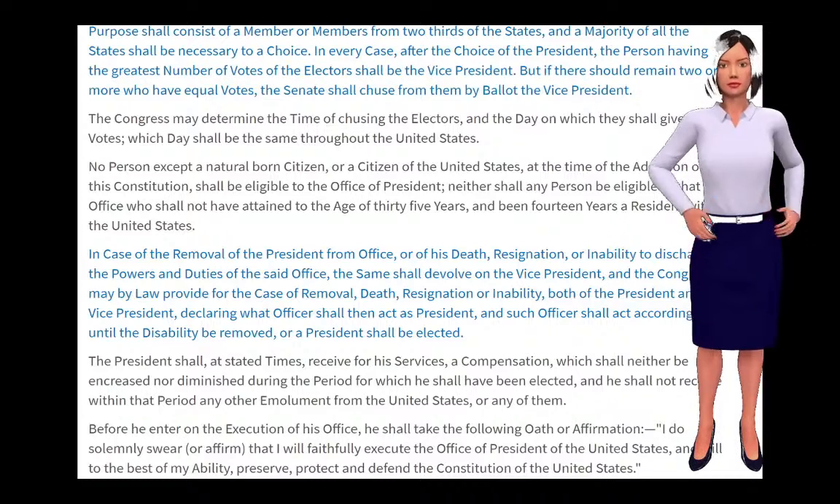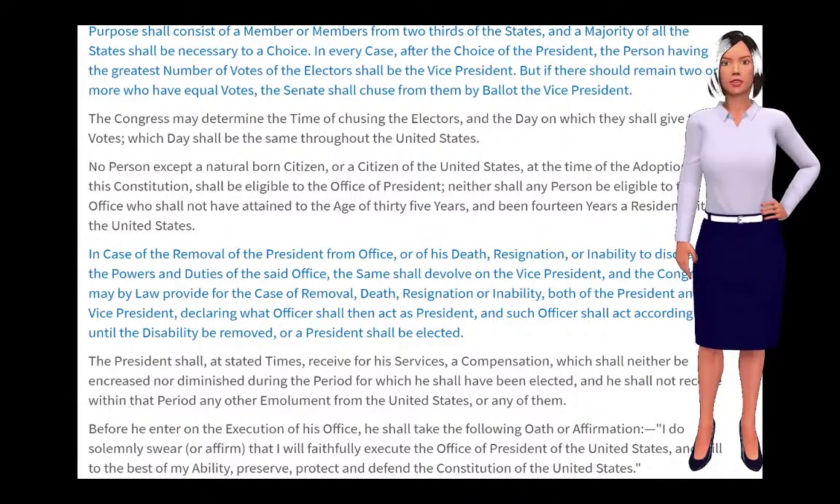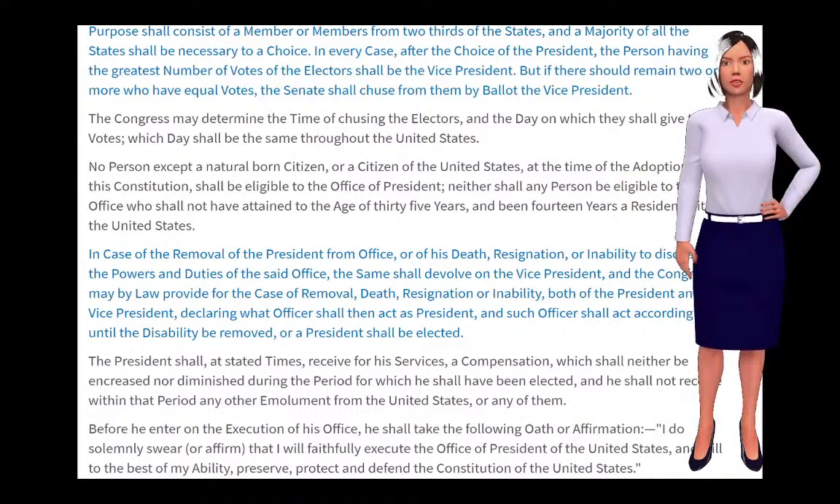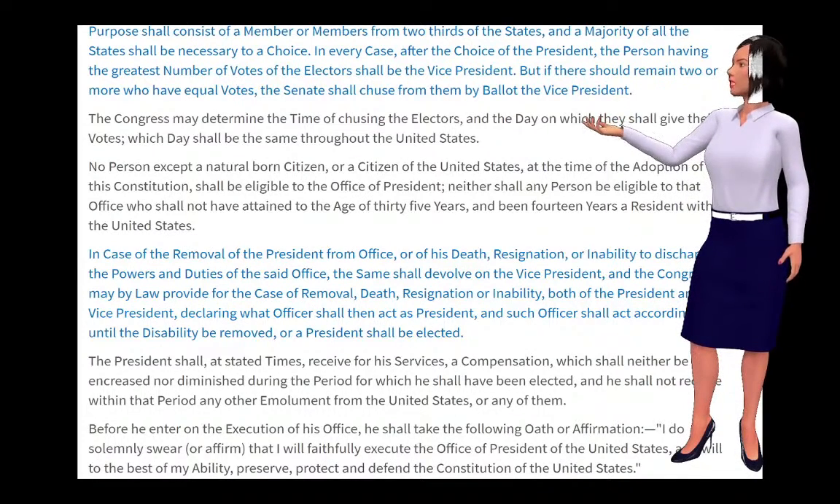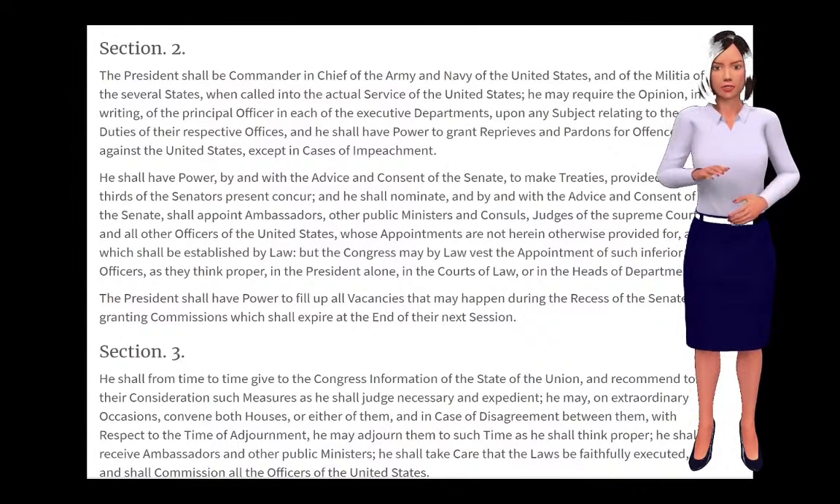The seventh clause expresses that the president shall receive a compensation during his term in office, which shall neither increase nor decrease within that period. And the eighth clause is the oath or affirmation the president must recite before being granted to hold office. Section 2 focuses on the president's power over the armed forces.